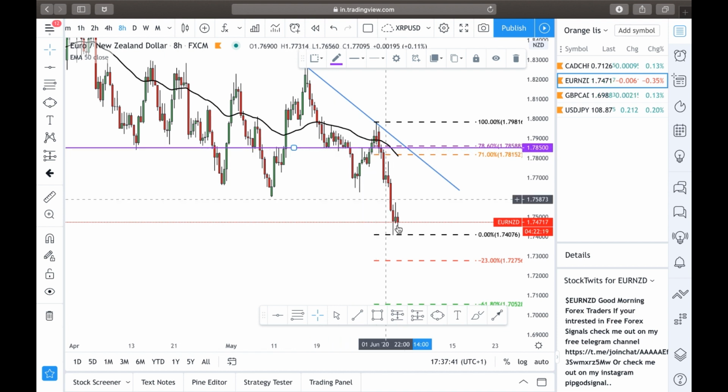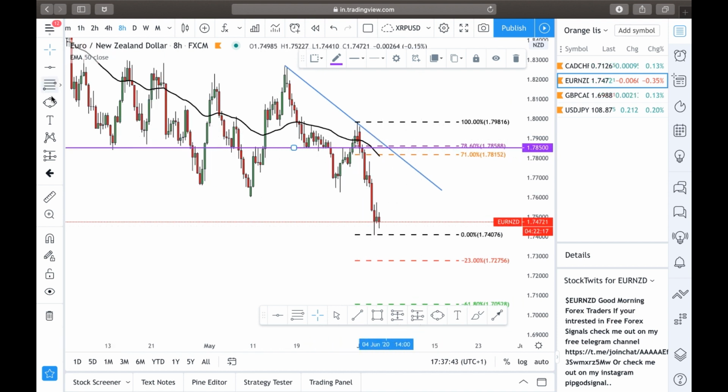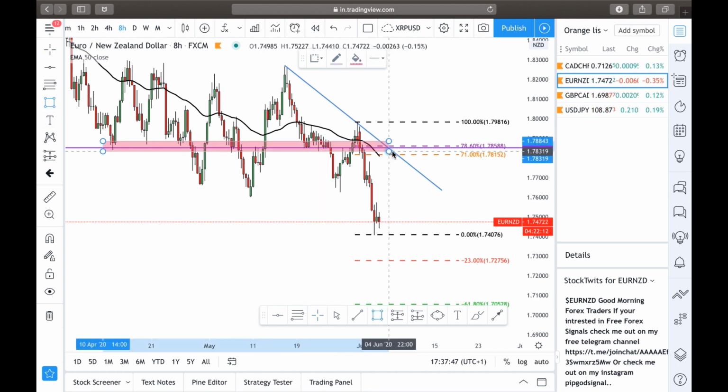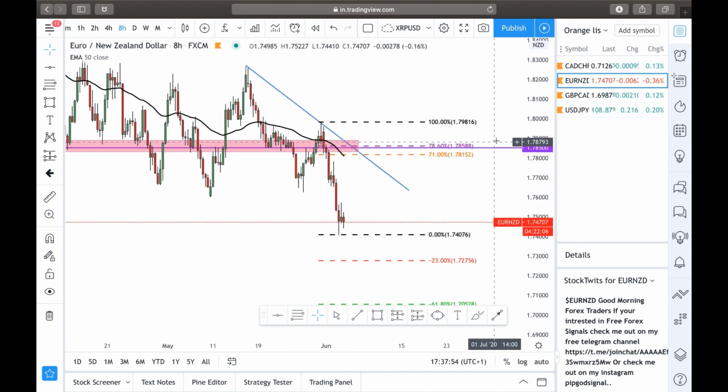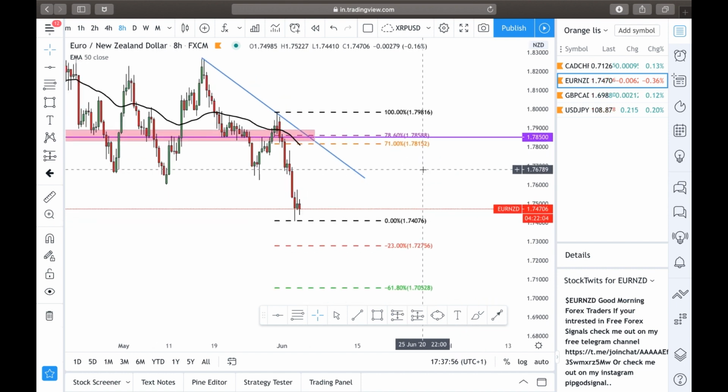So now it's going to be support acting as resistance, so it's structure. So let's stick a rectangle on it, bang, like that. It's looking nice. So that's our golden pocket, golden fib levels there. And then we also have the same trend line. We have a psych level already, so that's 3 confluences.